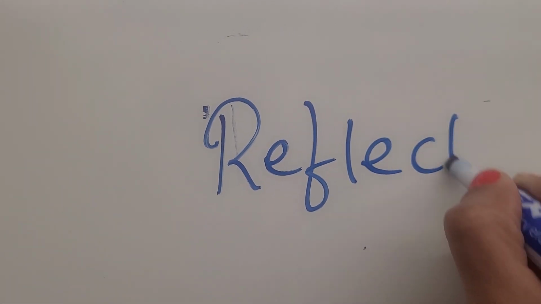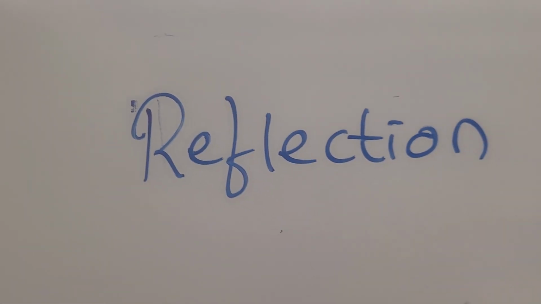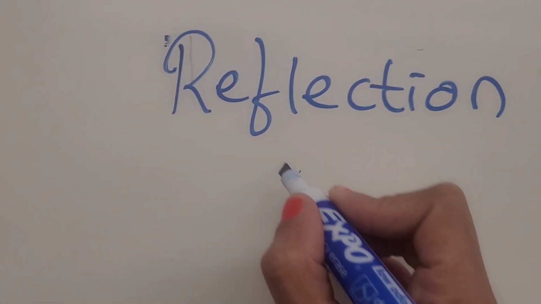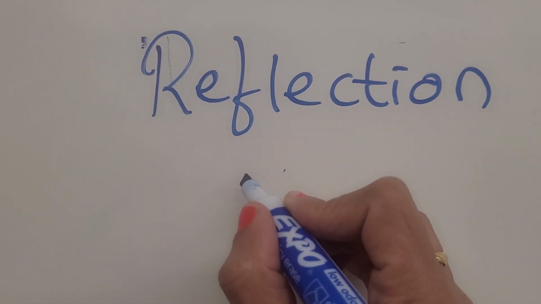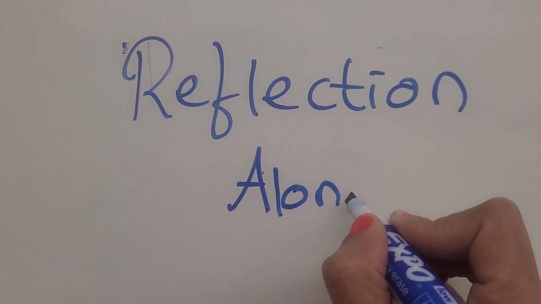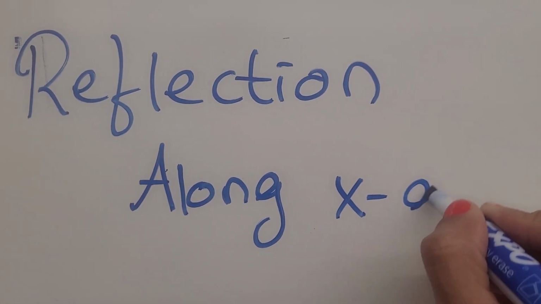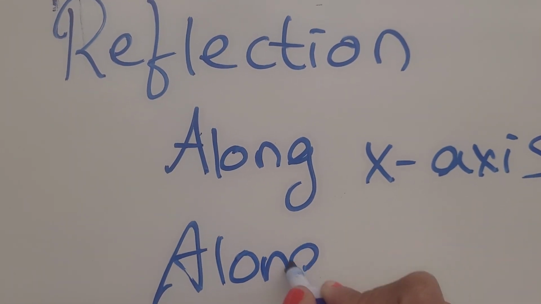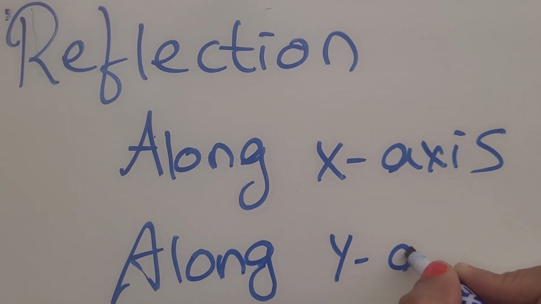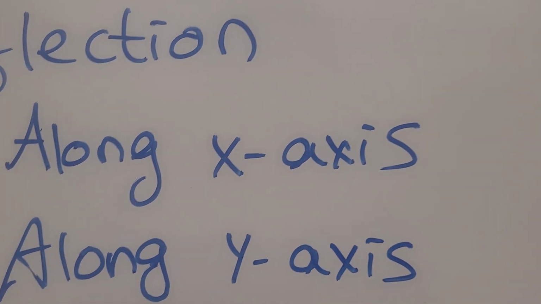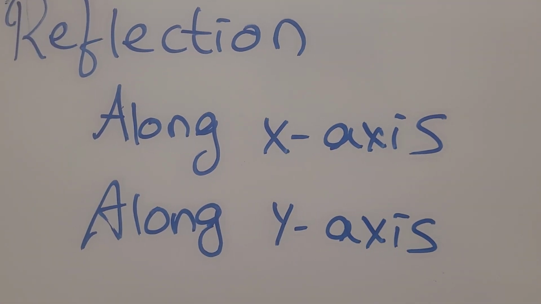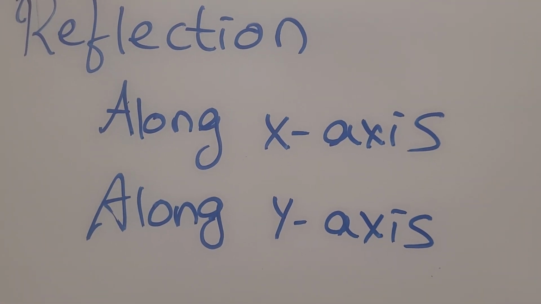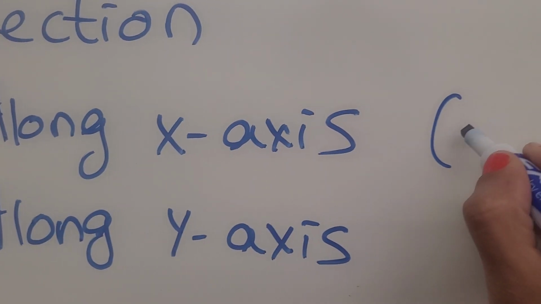So we are going to understand the concept of reflection in geometry. We are going to do it along the coordinate plane, along the x-axis and along the y-axis. How does a shape change when it is reflected along the x-axis, and how does the shape change along the y-axis?